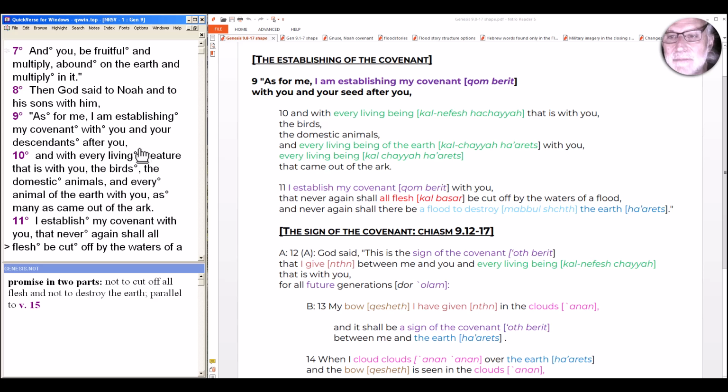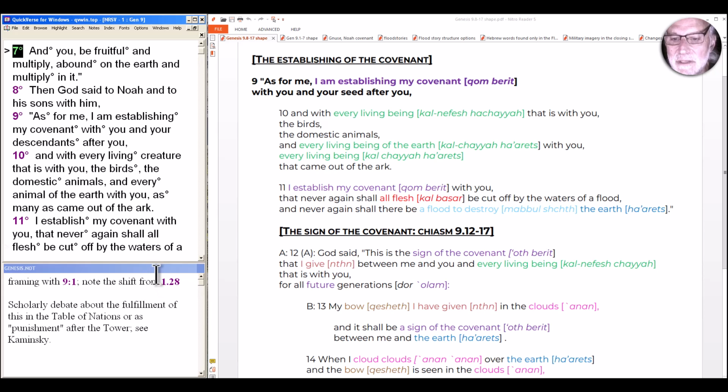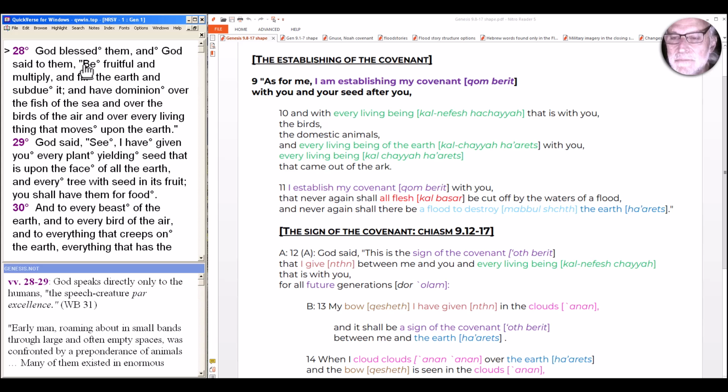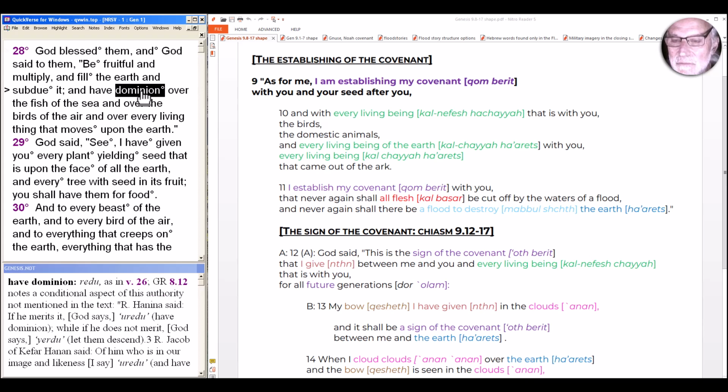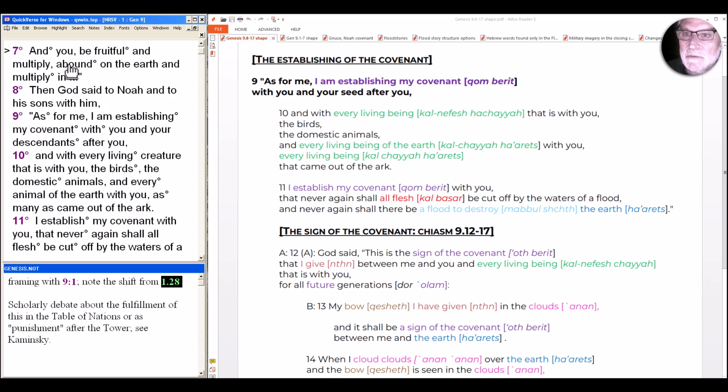So let's look at that by starting with verse 7. We didn't look at this in the last video, so I want to start with it now. This framing language, "be fruitful and multiply, abound on the earth and multiply in it," is missing two things from chapter 1, verse 28, which it's echoing. We saw God bless them as God blessed Noah at the beginning of chapter 9. And God said to them, "Be fruitful and multiply and fill the earth and subdue it," using the Hebrew word kabosh, "and have dominion," using the word radu here, "over all the animals," etc. And so we don't see that here.